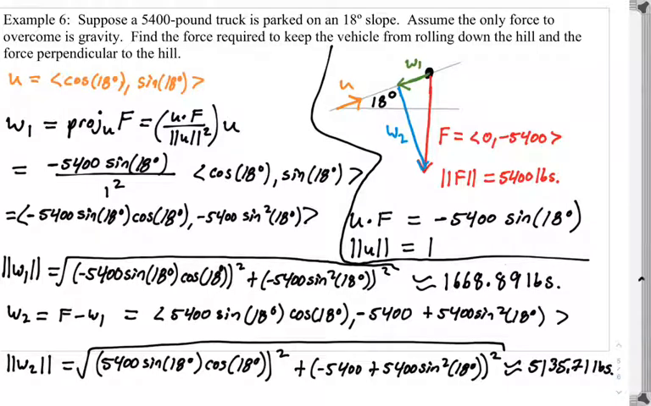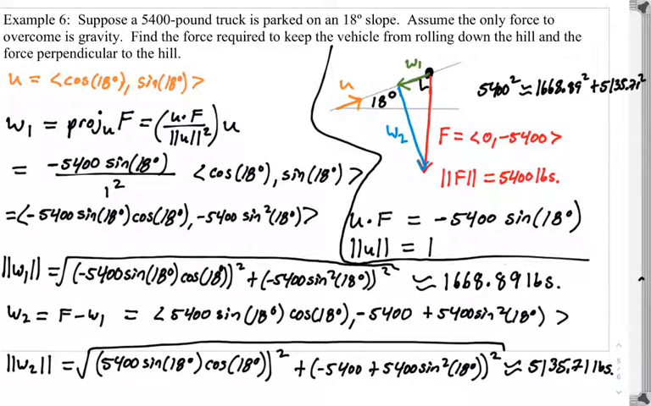It will satisfy the Pythagorean theorem. 5,400 squared, that's the force. We have a right triangle here, so approximately 1,668.89 squared plus 5,135.71 squared. It would satisfy the Pythagorean theorem with the forces there. It's not going to be exact because we did some rounding.